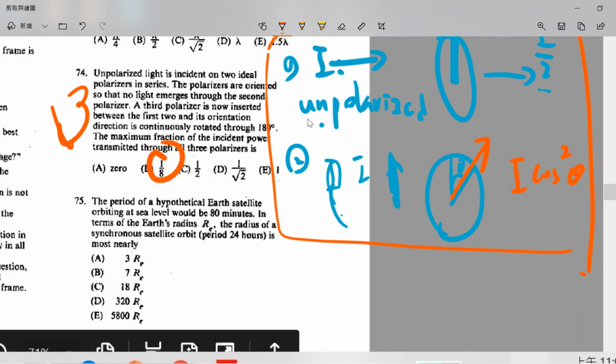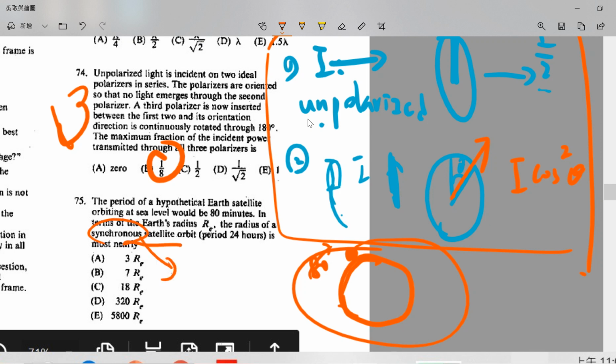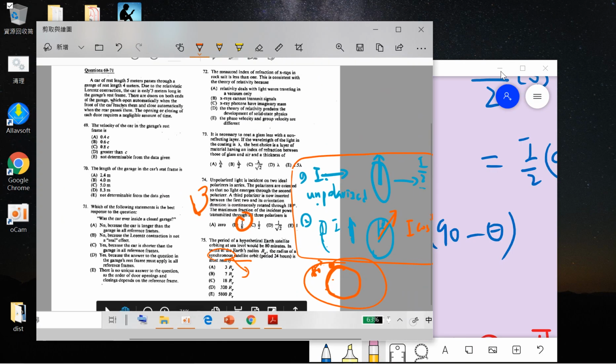Okay, 75. It looks difficult, but you can think clearly. Okay, so 75 is the period of a hypothetical Earth satellite. So you have a satellite at sea level, which will be 80 minutes. So the period is 80 minutes. And the third one, in terms of the radius, synchronized means that their period is 24 hours.